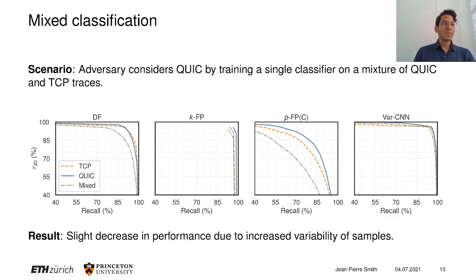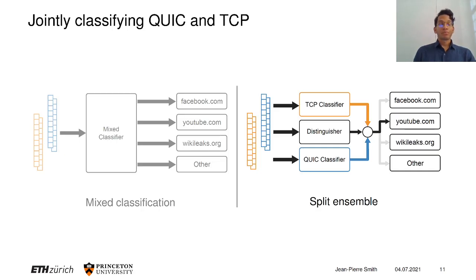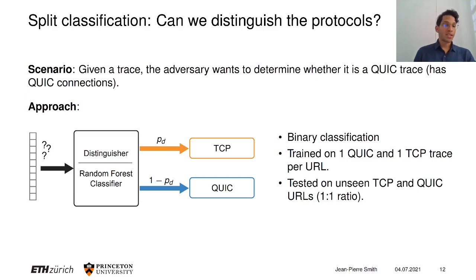So what about this split setting? Well, can the adversary actually train a distinguisher to identify which protocol the trace is loaded with? We created such a distinguisher from a random forest classifier trained on a similar dataset as is used for the KFP classifier. This distinguisher outputs a probability, PD, that the sample is a TCP sample, and 1 minus PD, that it is a QUIC sample.